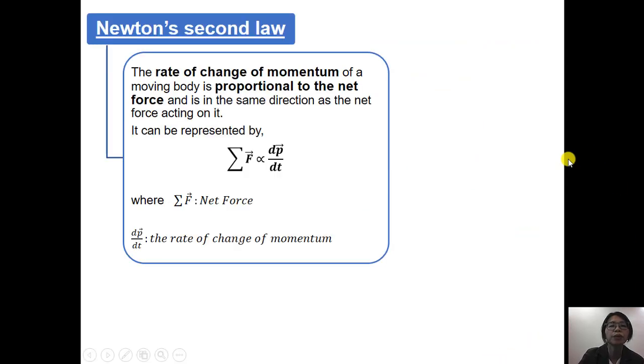Then we move on to Newton's second law. According to Newton's second law, the rate of change of momentum of a moving body is proportional to the net force, and it is in the same direction as the net force acting on it. It can be represented by summation of force is directly proportional to the rate of change of momentum, dp over dt.